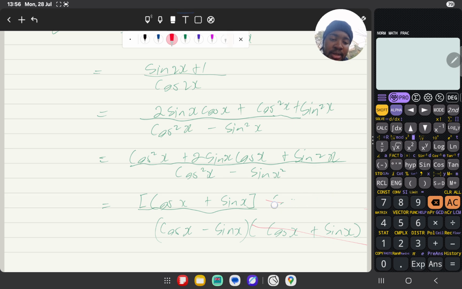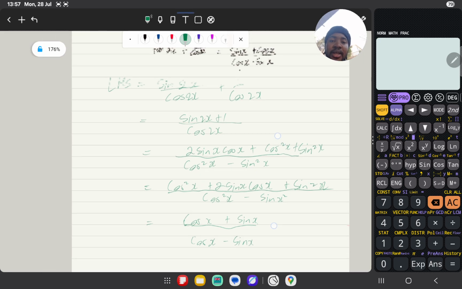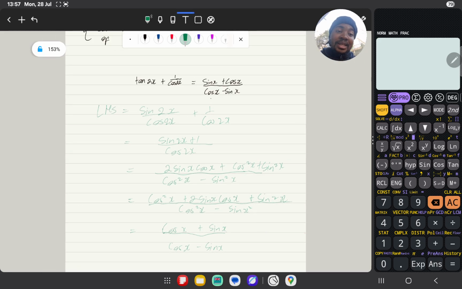these, right? This now becomes our solution because the division has already happened. So this is our solution, right? And when we go back, it's exactly what we were asked to prove: sine x plus cos x over cos x minus sine x.